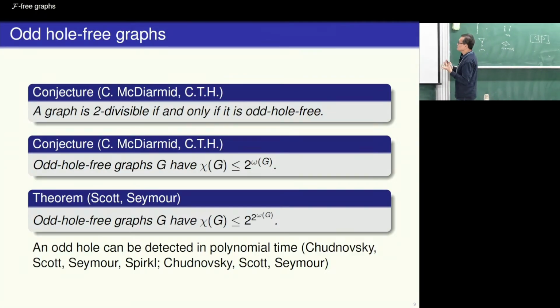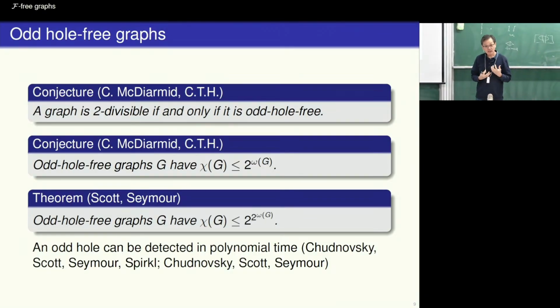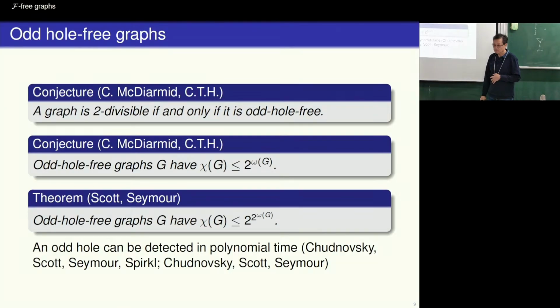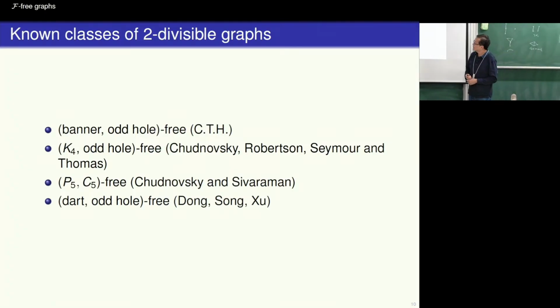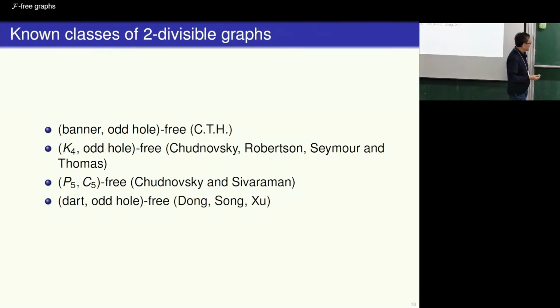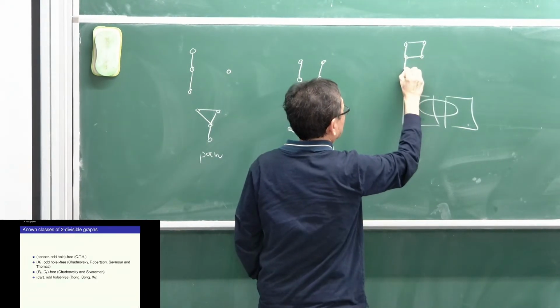But in these kinds of problems, you always want to find the forbidden subgraph in polynomial time if you can. So an odd hole free graph can be detected in polynomial time, and so far there are at least 2 algorithms for doing that. But the big conjecture, odd hole free graphs are 2D divisible, is still open. There are some partial results, like if you forbid a banner together with an odd hole. A banner is this graph here.